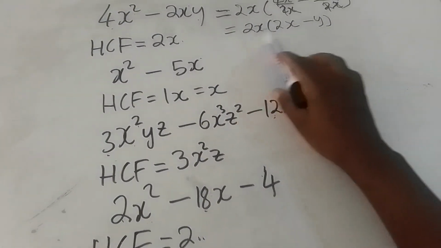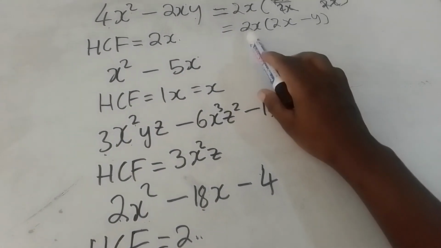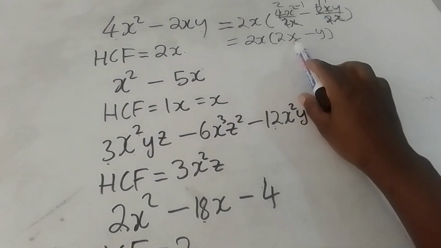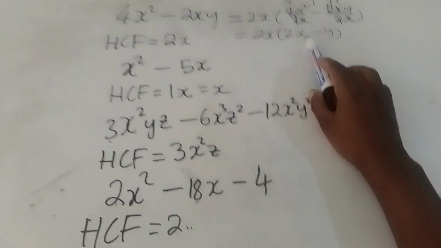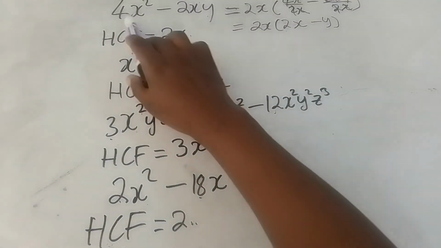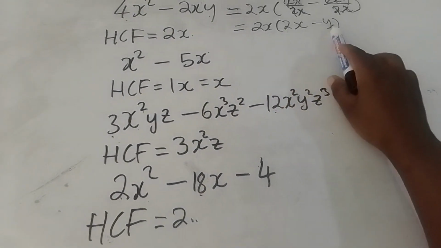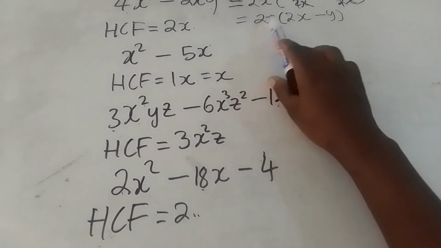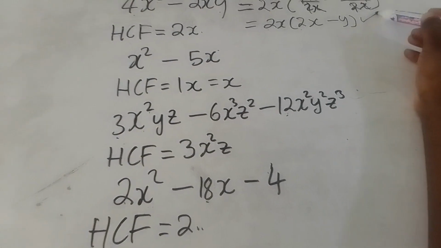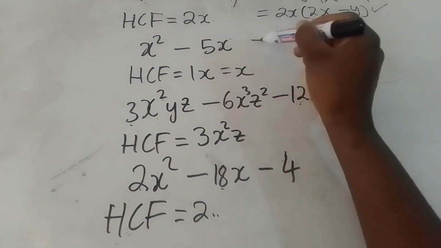Now, if you want to check if your factorization is correct, you check. If I was to multiply 2x and 2x minus y, what would I get? 2 times 2 is 4. x times x is x squared. Right. So that becomes what? 4x squared. Then 2x times negative y is negative 2xy. So that's correct.